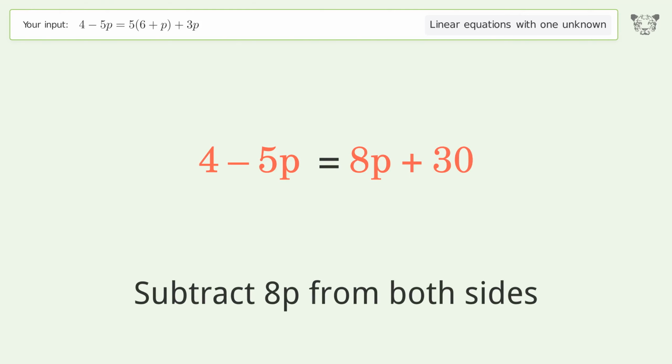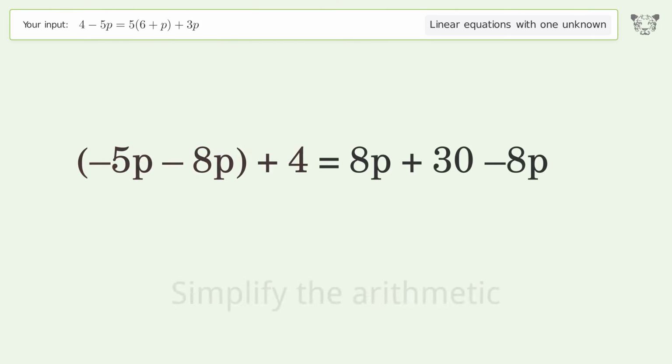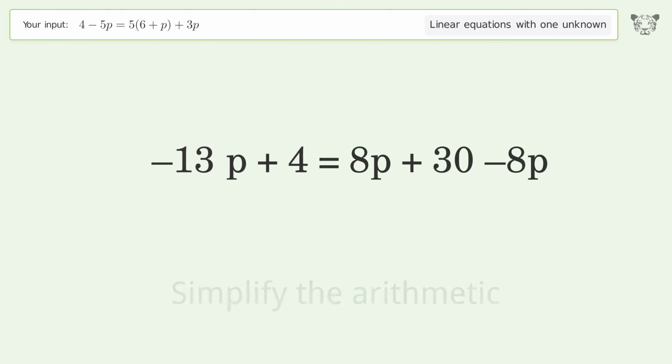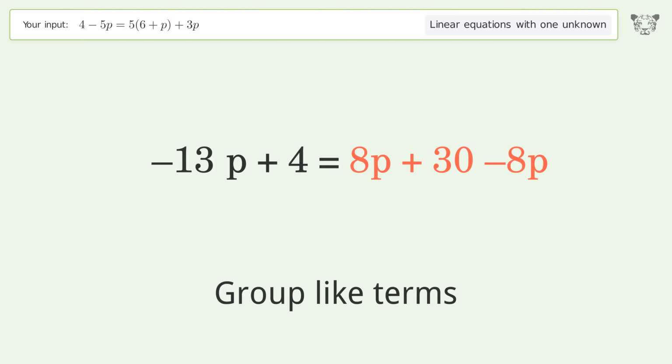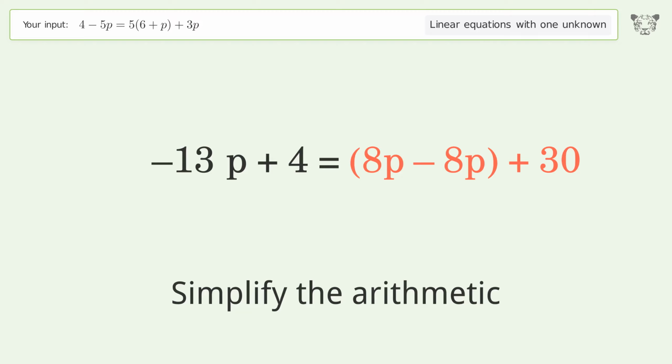Subtract 8p from both sides. Group like terms. Simplify the arithmetic. Group like terms. Simplify the arithmetic.